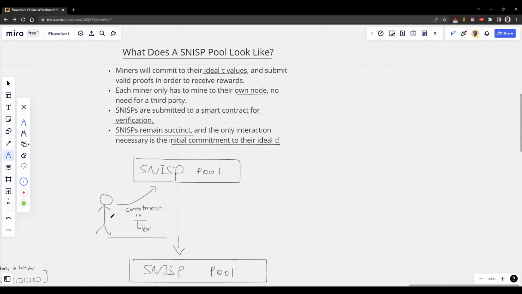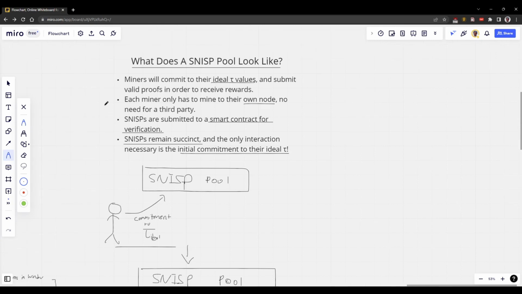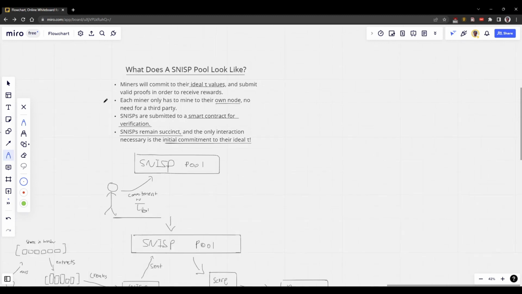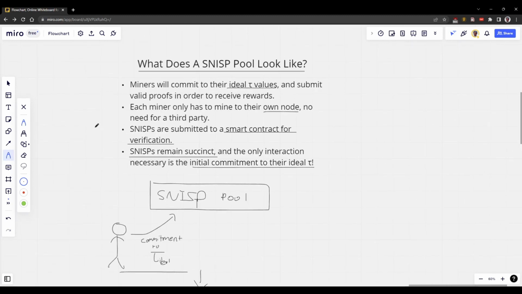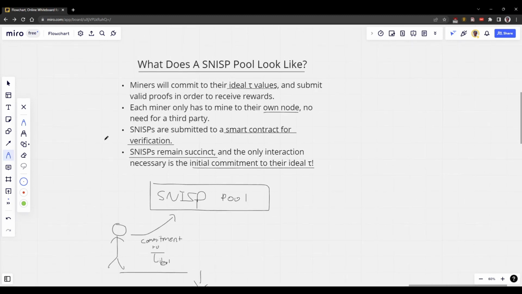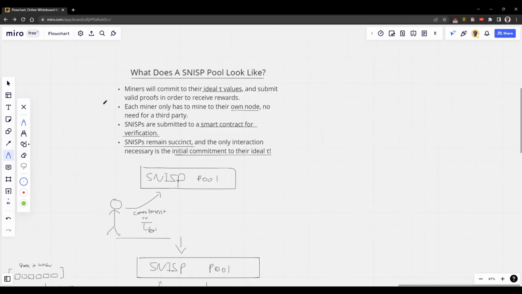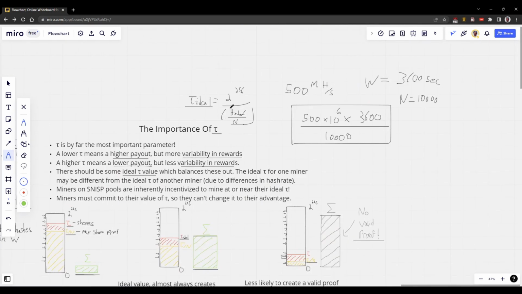So this is going to be the first part where the miner commits to their ideal TAW. And because the miner knows their hash rate and it's a stable value, the miner can easily commit to their ideal TAW value because they'll know it beforehand based on the equation that we gave, which is over here.